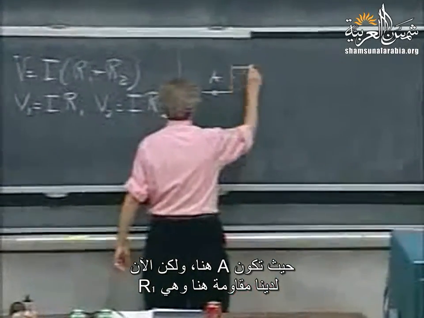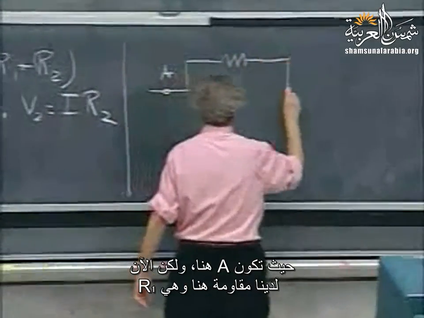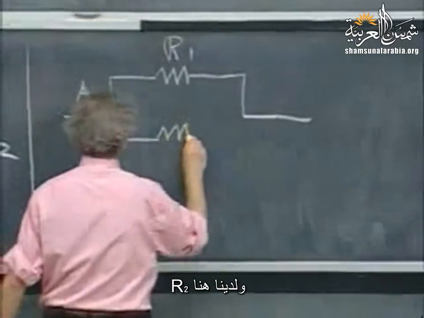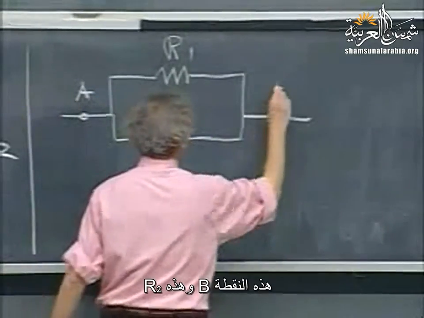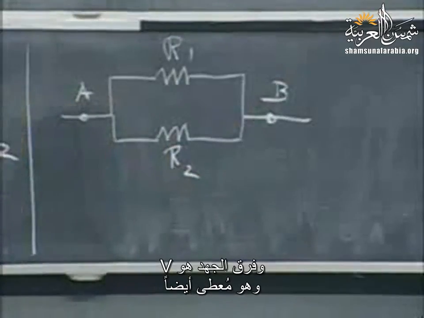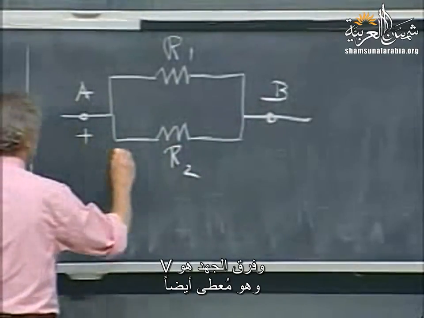We could now have a slightly different problem, whereby point A is here, but now we have a resistor here, which is R1. And we have here R2. And this is point B. And the potential difference is V, that is again given.